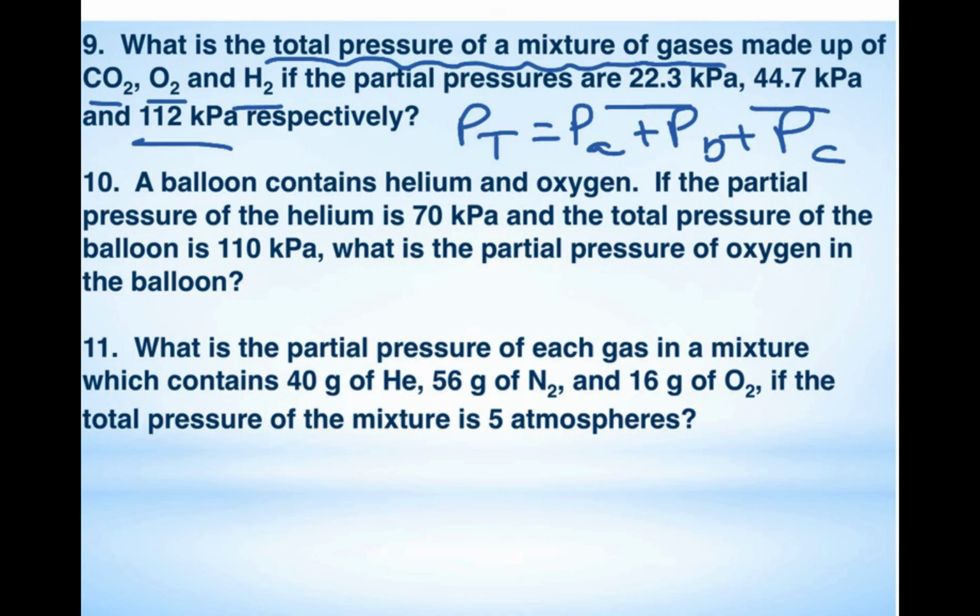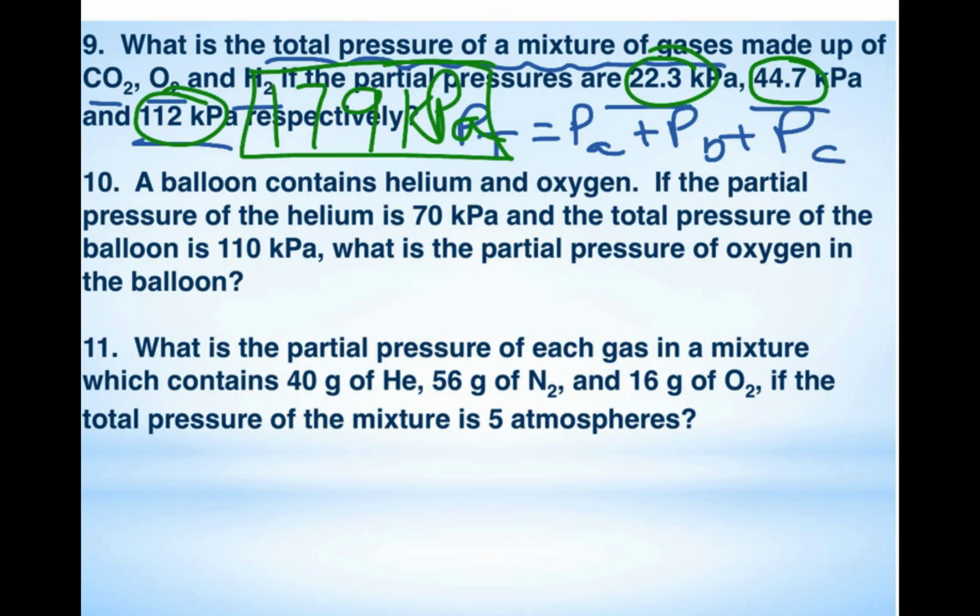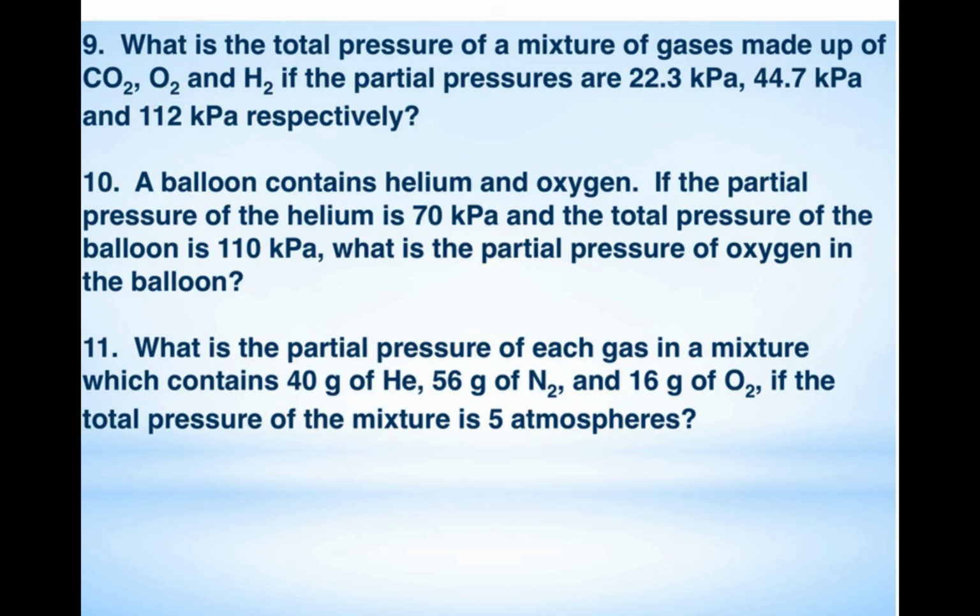So all we're going to have to do is add 22.3 plus 44.7 plus 112. This gives us a total pressure of 179 kilopascals. Remember, all you do is add up the individual partial pressures.